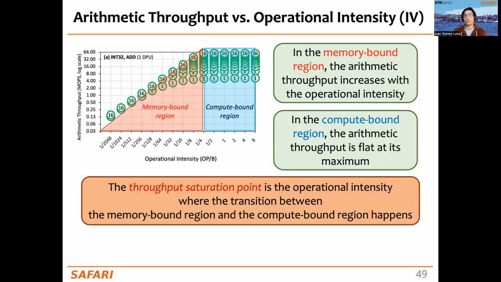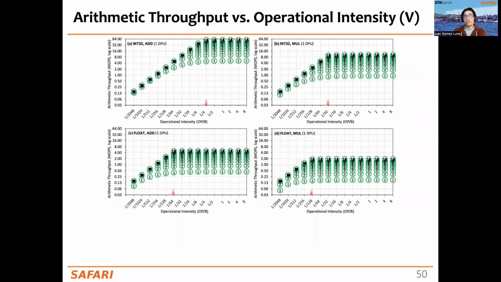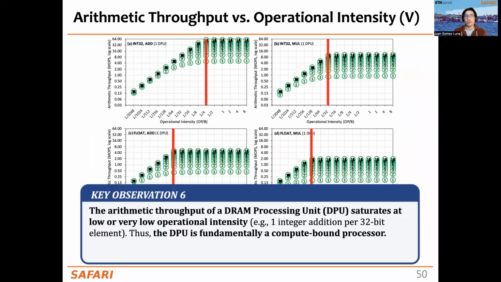And there is also a throughput saturation point, that is the operational intensity where the transition between the memory-bound region and the compute-bound region happens. One thing that we can observe is that this throughput saturation point is pretty low. It's as low as 1/4 operation per byte for 32-bit integer additions. And in fact, this throughput saturation point is even lower for other operations and data types. So the key observation here is that the arithmetic throughput of the DPU saturates at a low or very low operational intensity.